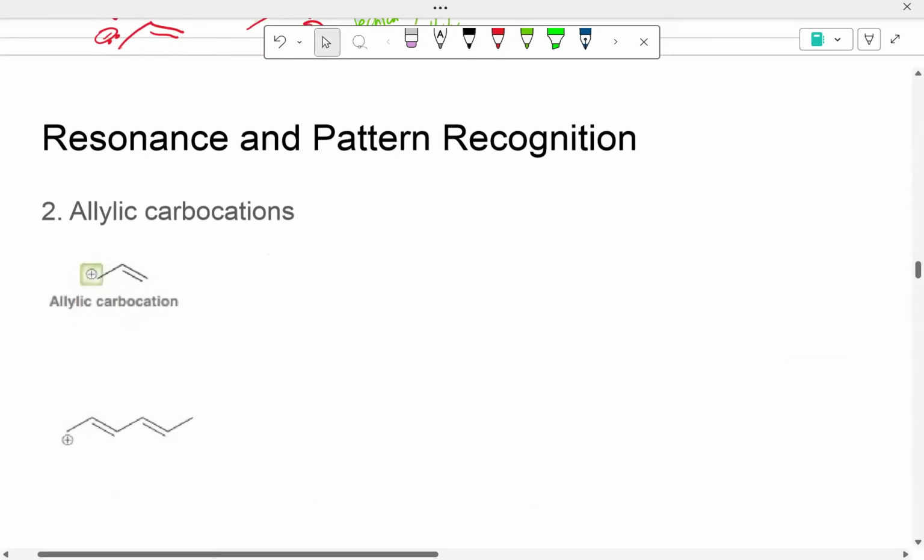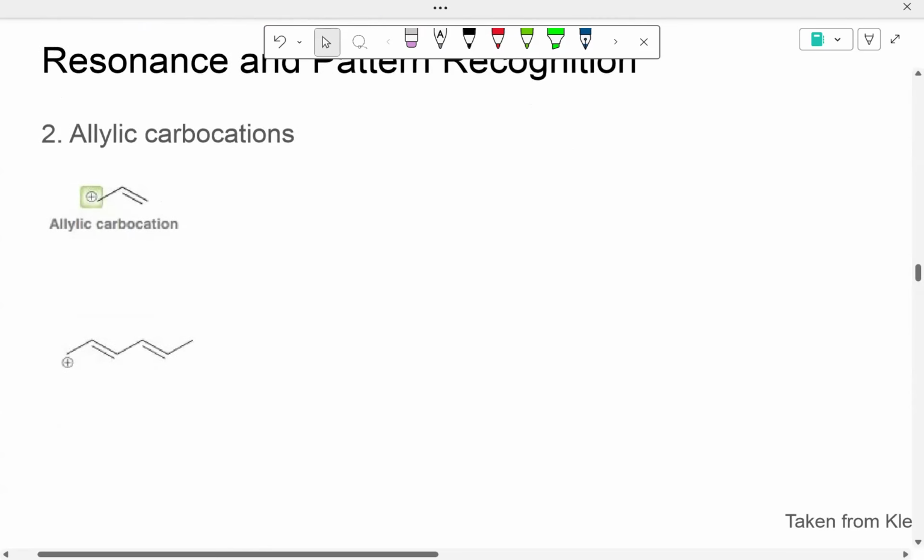Now, another kind of similar pattern is allylic carbocations. Now, carbocation, kind of put the name together, it's a carbon with a positive charge. Now, when that positive charge is in the allylic position, that is a very common thing to move electrons to. So I can use the double bond here.